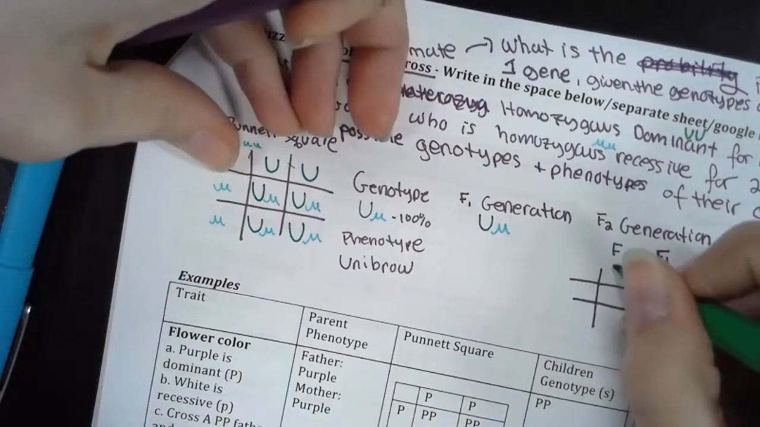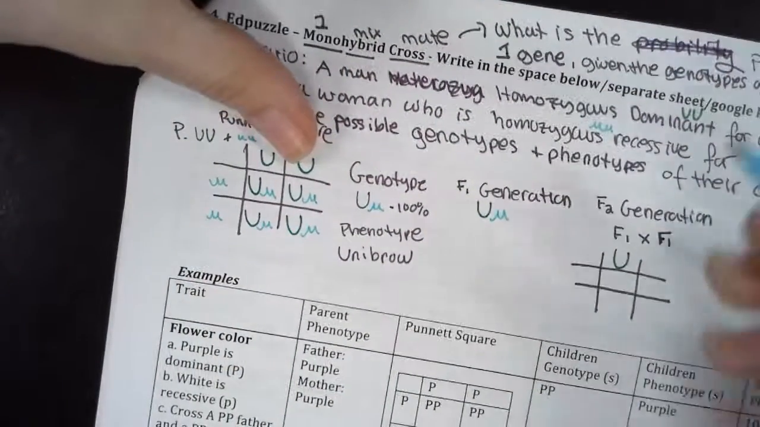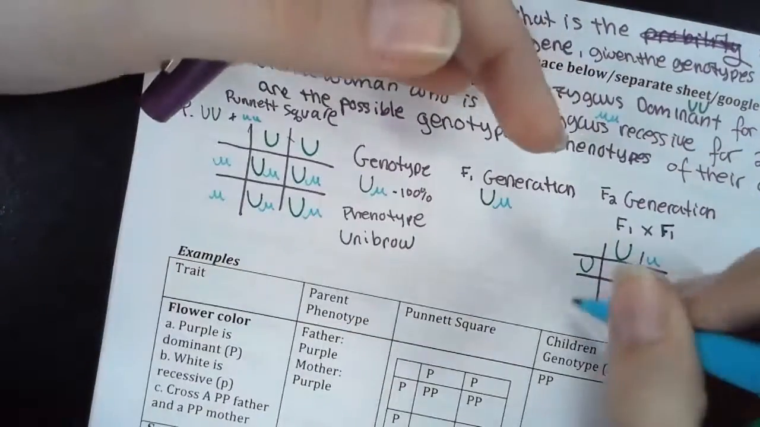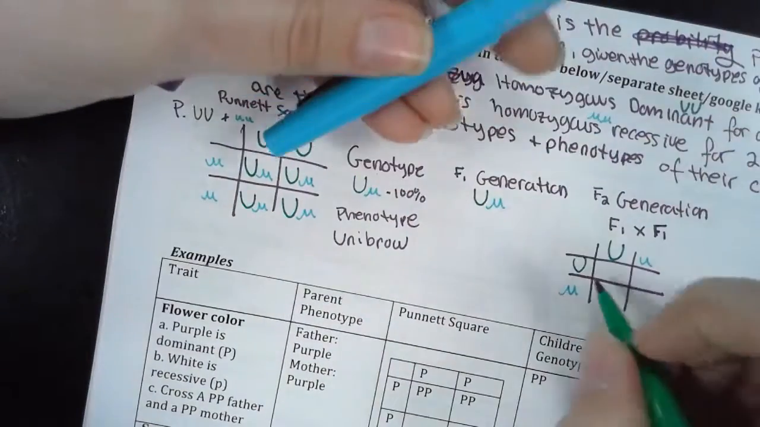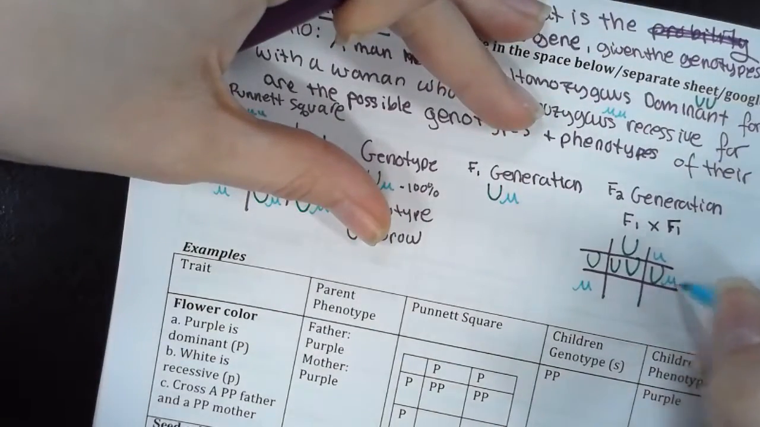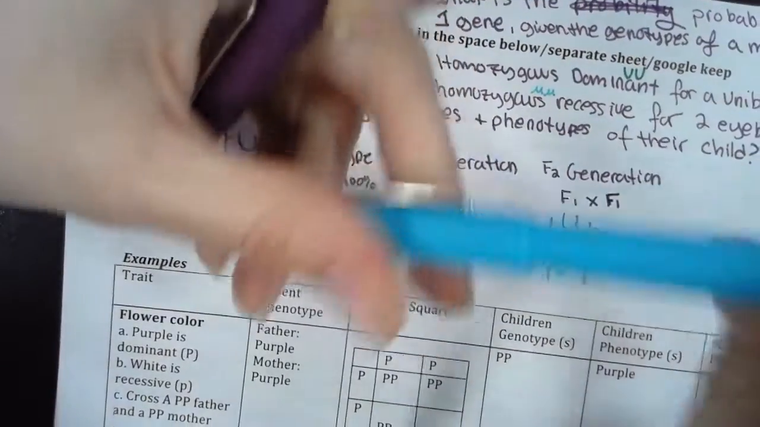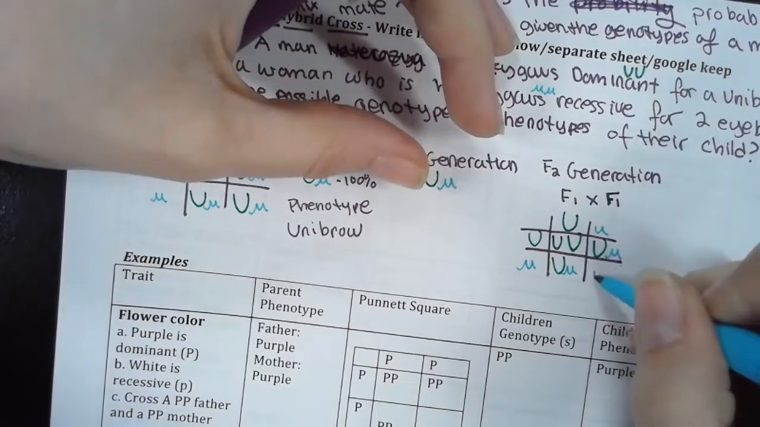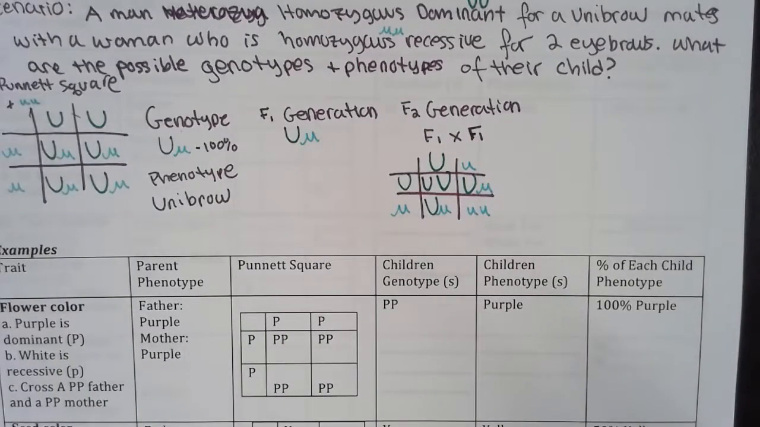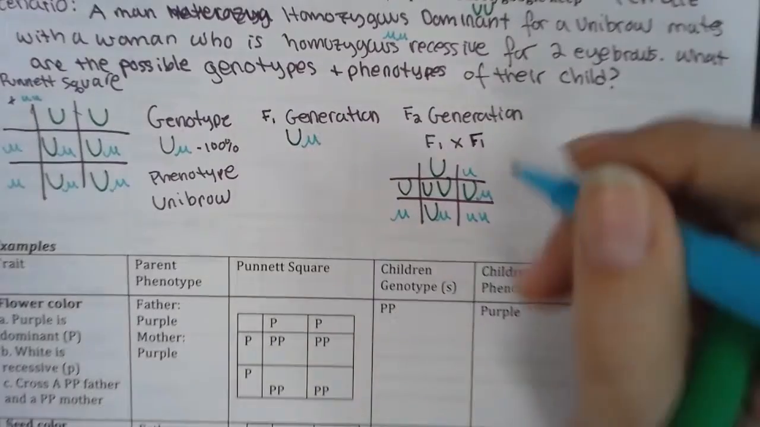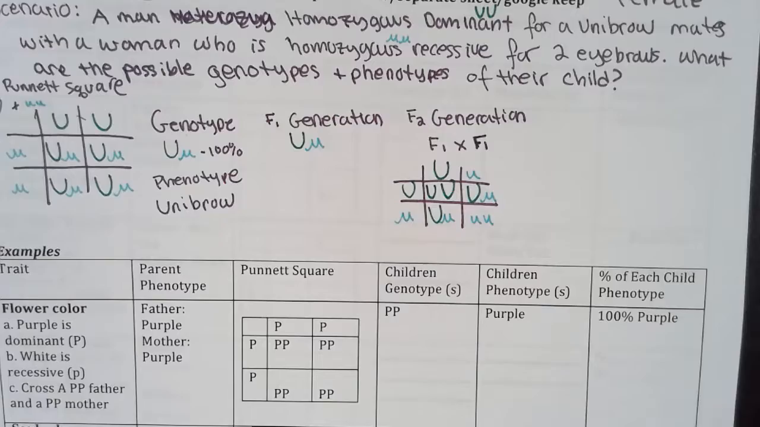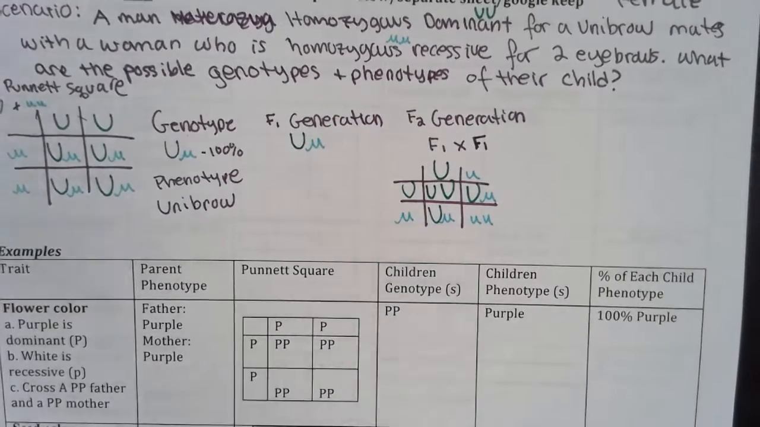Okay, so what this would look like is if I set up my Punnett square, I would have my F1, one of them up here, and the other one on the side. And then I just fill this in. Alright, so now if I cross my F1 generations together, my genotypes and phenotypes for my F2 generation are actually going to be a little bit different.